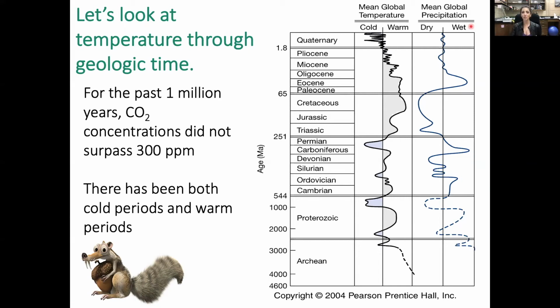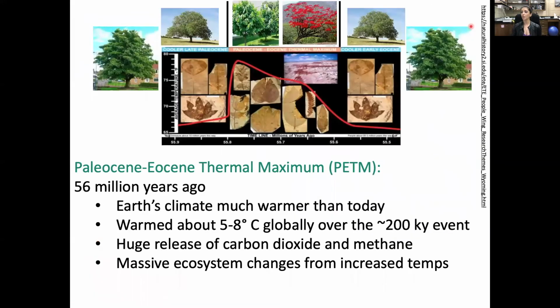Let's go back to one of the last times it was pretty hot on Earth. We have the Paleocene-Eocene thermal maximum, or the PETM. This is when Earth's climate was much warmer than it is today, and it's widely recognized by scientists as the best geological analog for human-induced global warming that's happening right now. This period of Earth's history was about 56 million years ago.